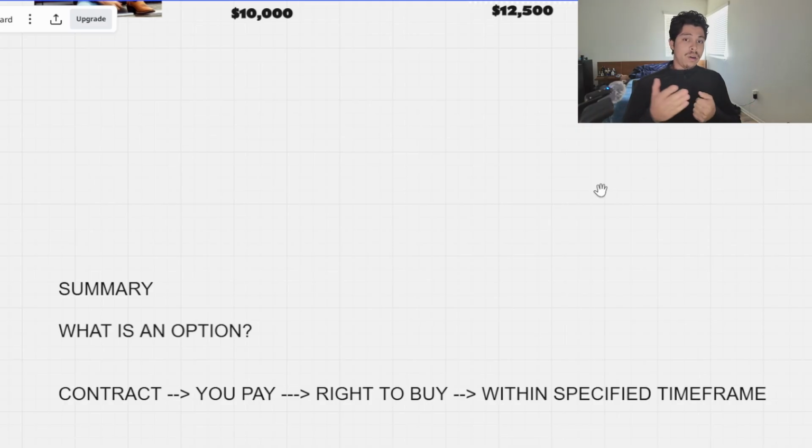So, what is an option contract? Well, an option is a contract that you pay for and it gives you the right to buy within a specified time frame. And it could be anything. In this case, the underlying is the Silverado, but in the actual financial case of the stock market, it is shares, and they usually sell it in bundles of 100 shares.